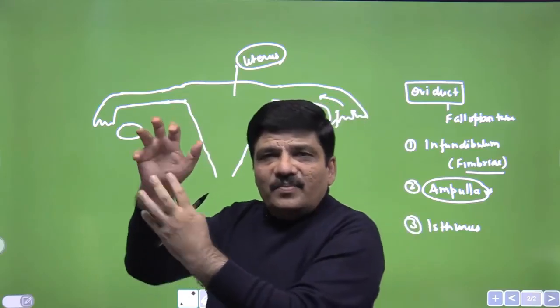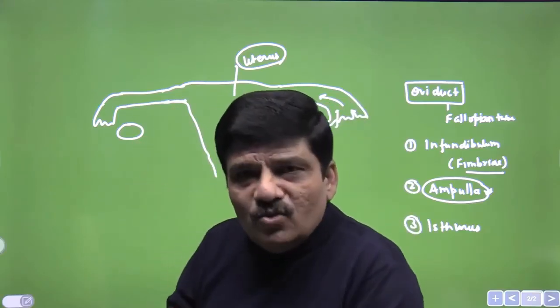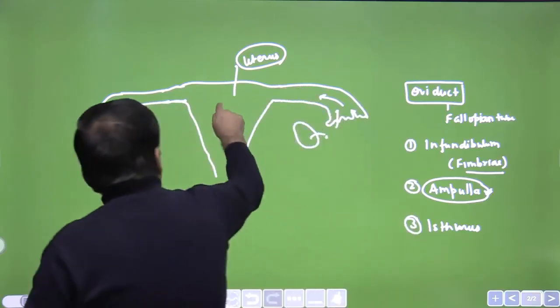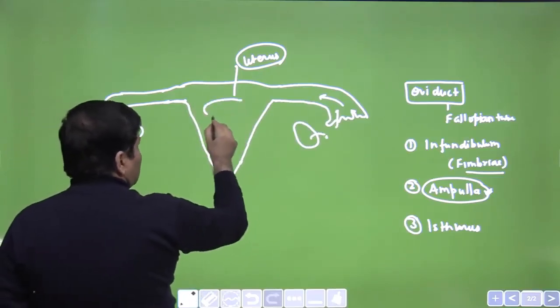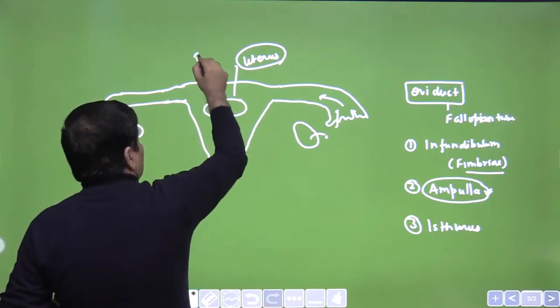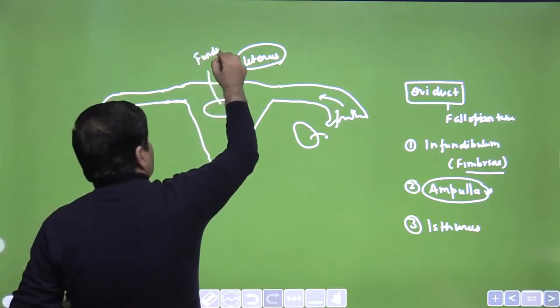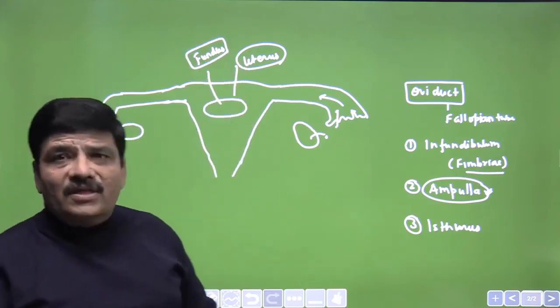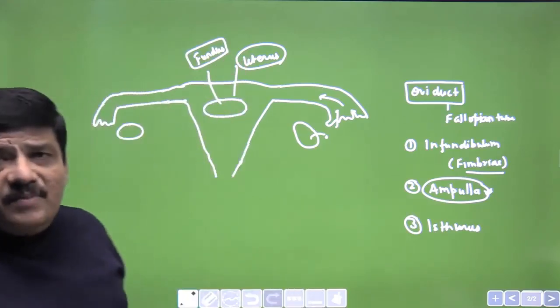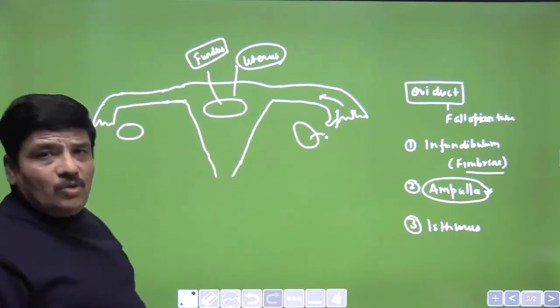This is an inverted pear-shaped structure which is called the uterus, and this would be the posterior wall of the uterus, and higher up this region would be called the fundus of the uterus, and this is the site where most commonly implantation occurs and the pregnancy is established. So this is a uterus.